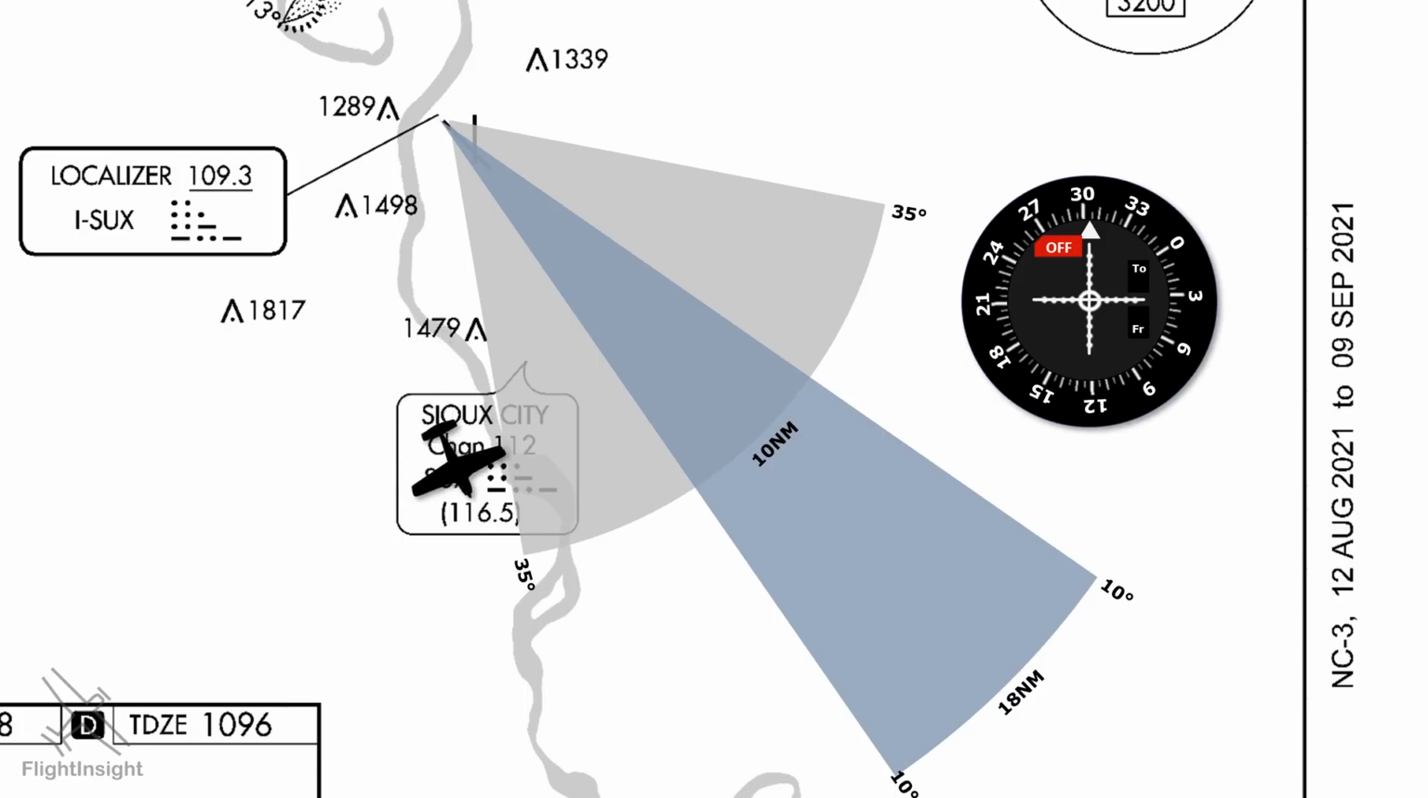This will stay until the aircraft enters the coverage area and the receiver will come alive, here showing that we're left of course and below the glide slope. As we intercept the localizer, the needle will swing towards center.